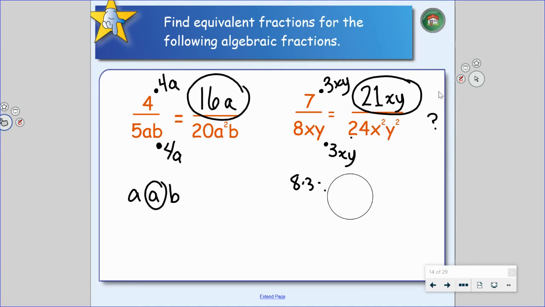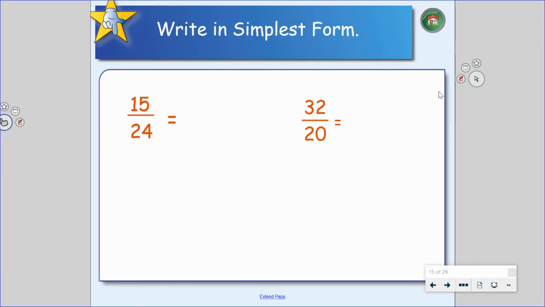Now, if you'd like, go ahead and review that last slide, rewind, listen to it again. Let's go ahead and move on to simplifying. Now, if you have the skill where you can immediately find the greatest common factor just in your head, then you may go ahead and do so.